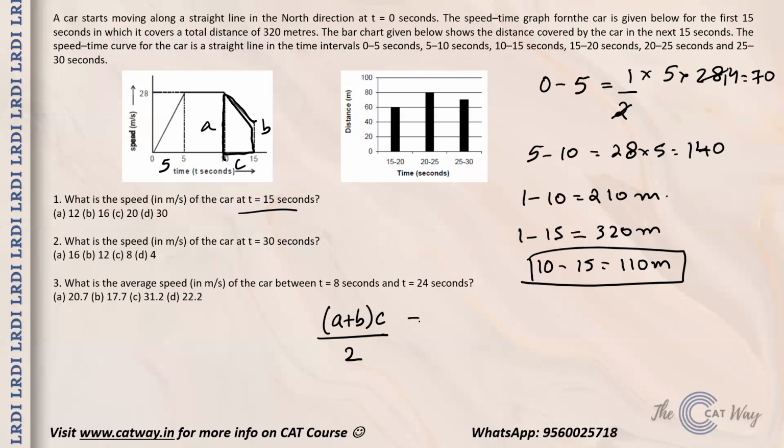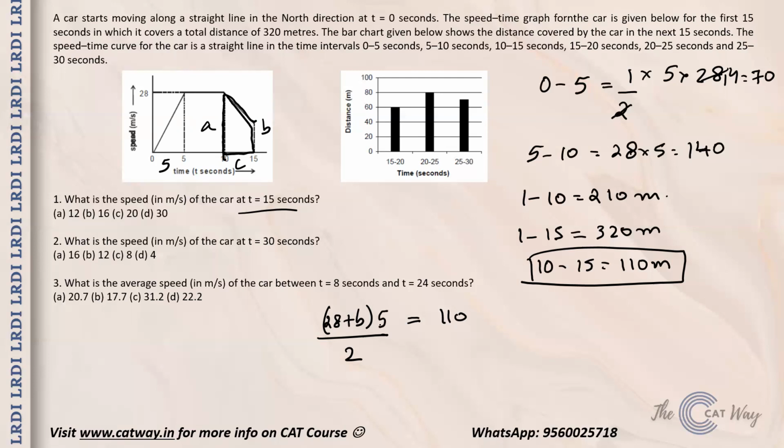The area that we know between 10 to 15 seconds is 110, right? And the value of A is known to us. Talking about the value of C, the value of C is 5.